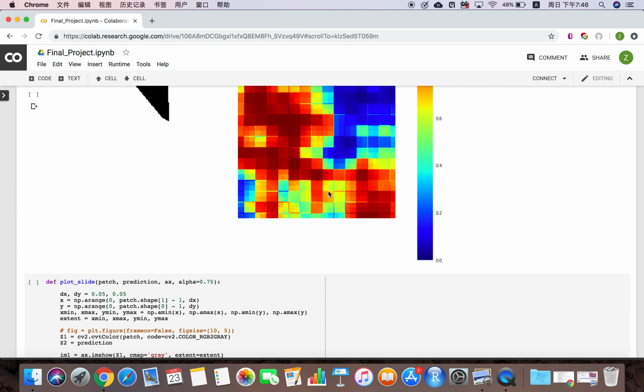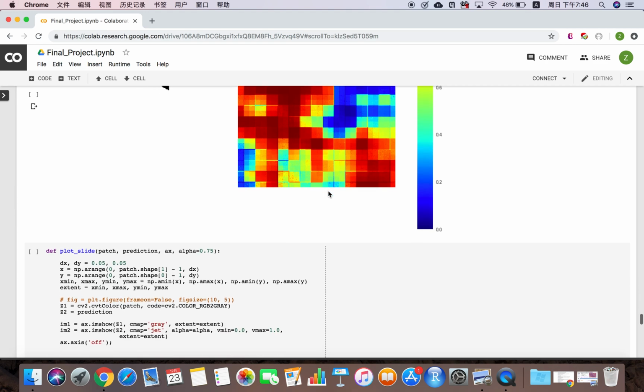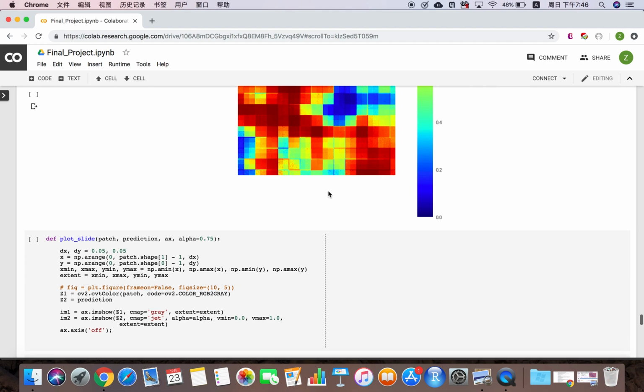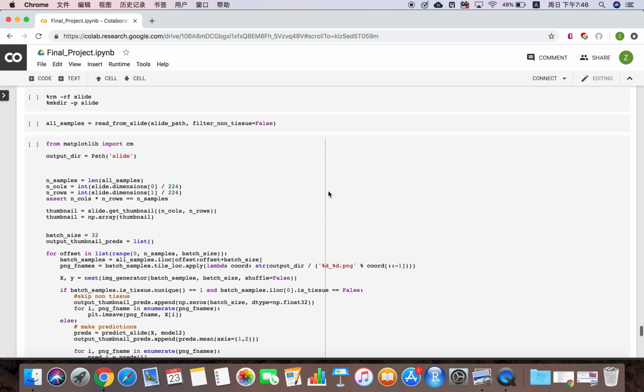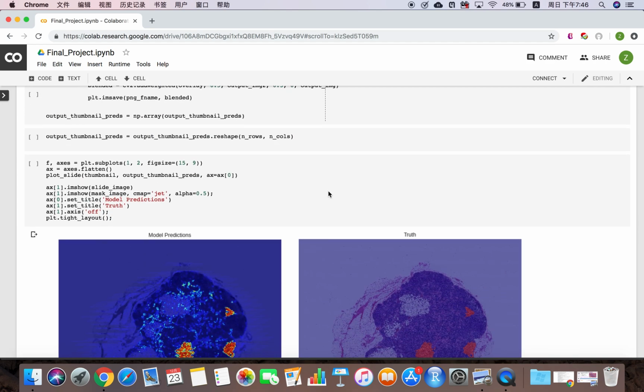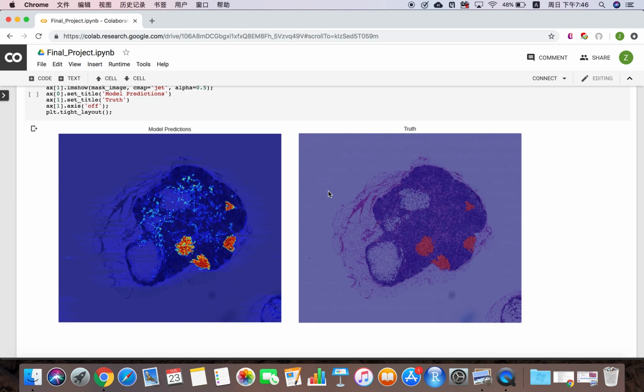Next, I would like to show my result on the whole slide. On the left is the model's prediction heat map, and on the right is the truth image. We can see that my prediction heat map basically shows all the tumor areas in the truth image.